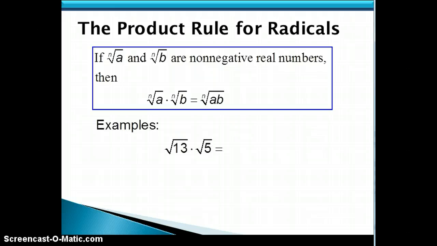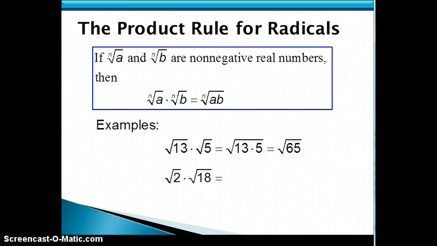So for example, if we wanted to multiply the square root of 13 times the square root of 5, the product rule says that we can simplify that to the square root of 13 times 5, which equals the square root of 65.